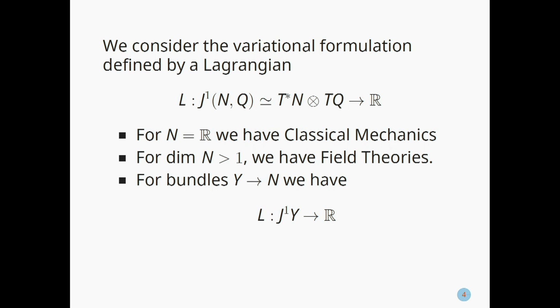Or if we have bundles, then we have the one-jet bundle of local sections. That's an affine bundle over Y, and you can continue the computations. But again, I'm going to be here, right? We have the Lagrangian.